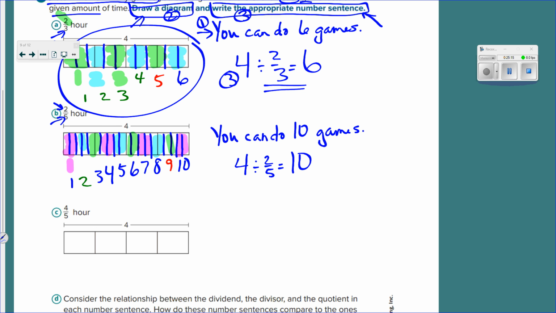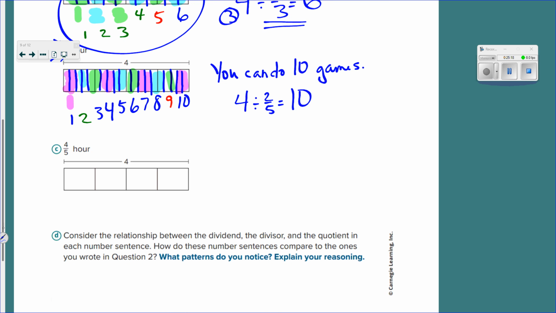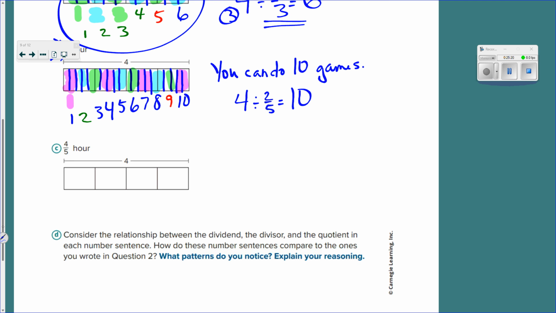Okay? Our next one, we're actually dividing it the same way. We're dividing it in fifths, right?